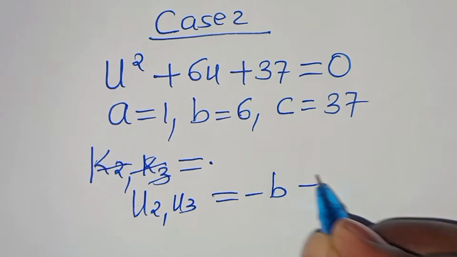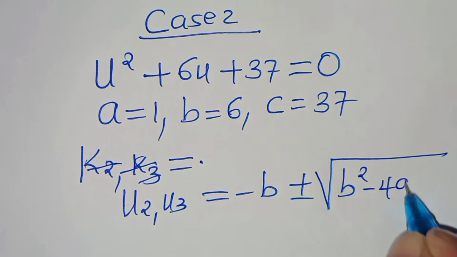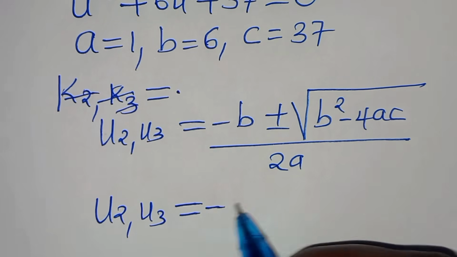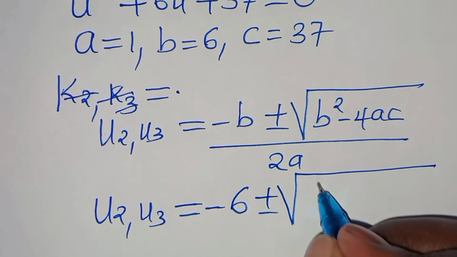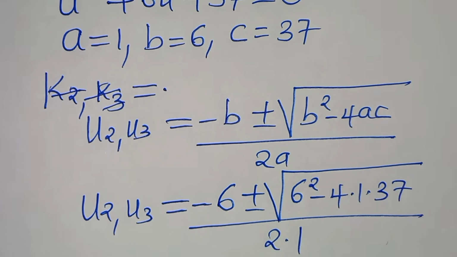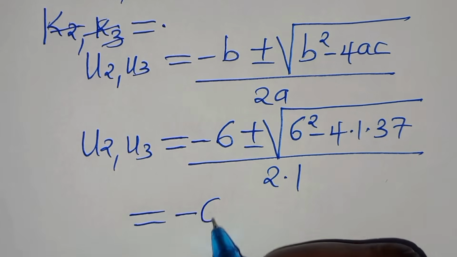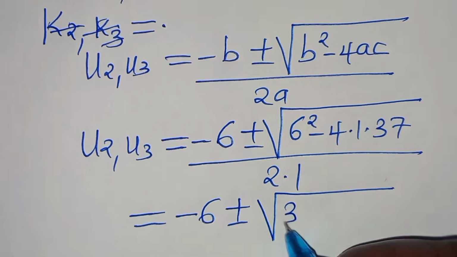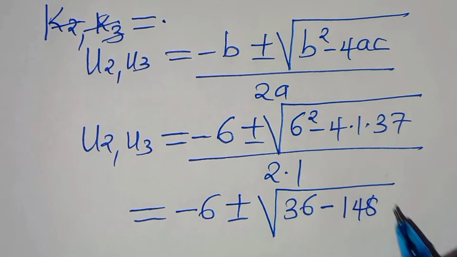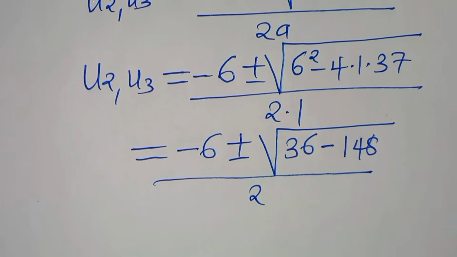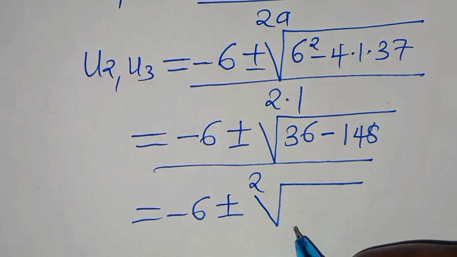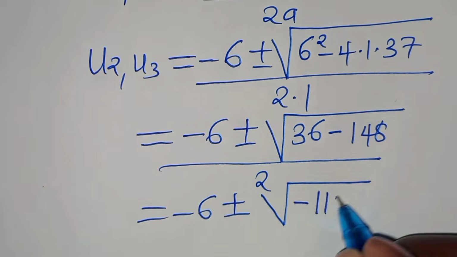By applying the quadratic formula, which is (−b ± √(b^2 − 4ac)) divided by 2a. So u2, u3 is equal to (−6 ± √(6^2 − 4 × 1 × 37)) divided by 2 × 1. So this implies that we have (−6 ± √(36 − 148)) divided by 2, where 4 times 37 is 148. So here we have −6 ± √(−112), divided by 2.